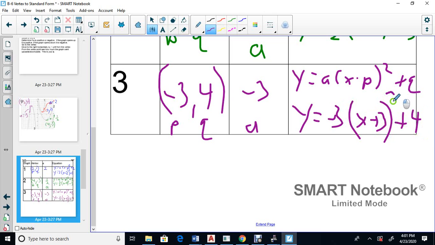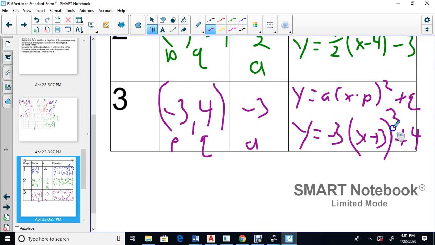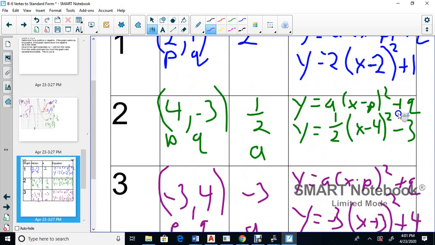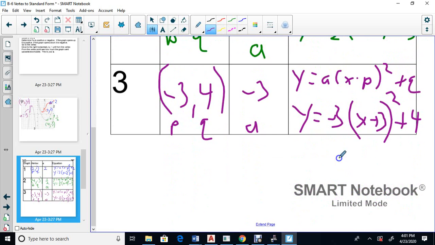A lot of people forget the squared, and I do sometimes too. So don't forget the squared there. And I did do it on the other ones. Okay, so it's y equals negative 3. That comes from here. Then x stays the same, plus, because you got a minus, so it switches sign. It switches sign in the bracket, same sign outside.